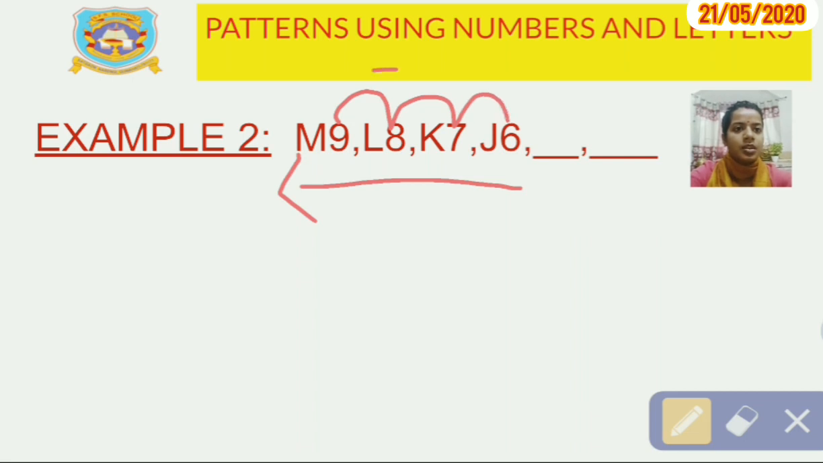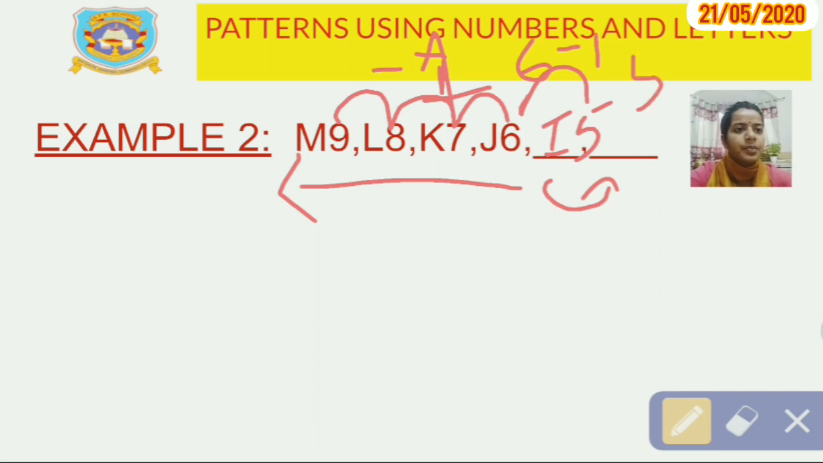Okay, so the fifth term will be what? Before J, which letter is to be there? Letter I. So we will write letter I, and we have to subtract the number by 1. So 6 minus 1 is 5. So we get the fifth term as I5. Okay, then the sixth term. How to get the sixth term? By subtracting 1 from 5, we get 4, and before I, which letter is to be there? H. So the sixth term is H4.